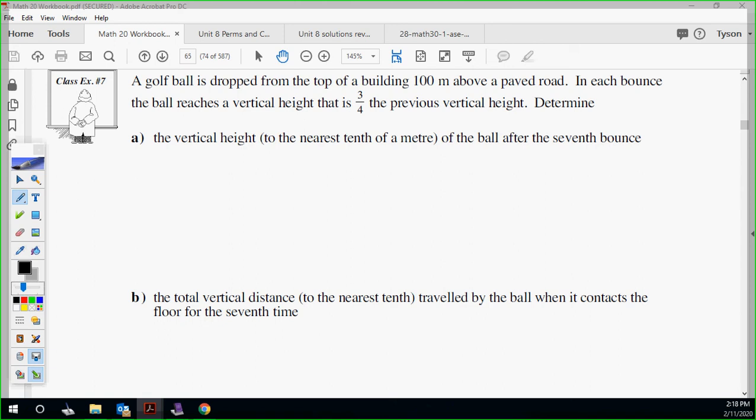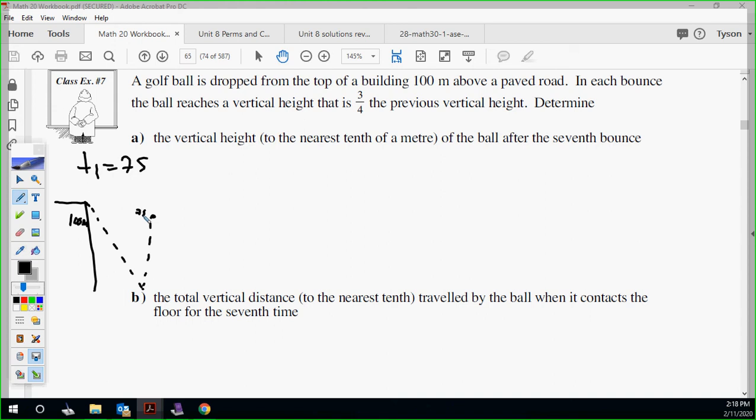I'm going to let Rieger decide, what do you want your T1 to be? Do you want your T1 to be 100, or do you want your T1 to be after the first bounce? Okay, so his T1 then is going to be 75, because 100 times 3/4 is 75, right? Remember, this is about knowing where you are. If his T1 is 75, just as an illustration if you're confused, here's the building. It's 100 meters high. It comes down, it hits, and then it comes up to here. That's 75. So that's the height after the first bounce.